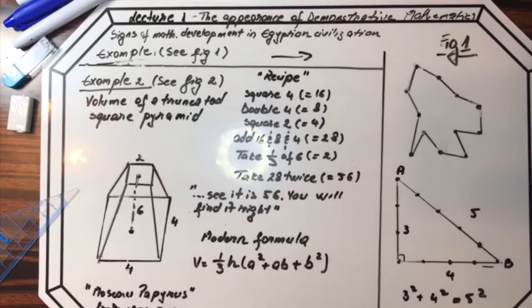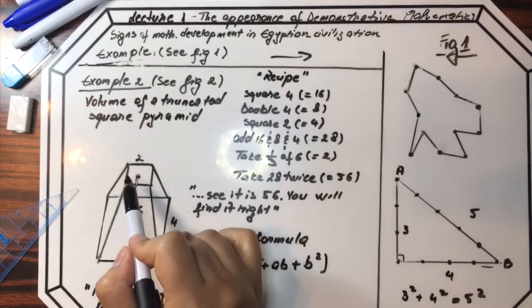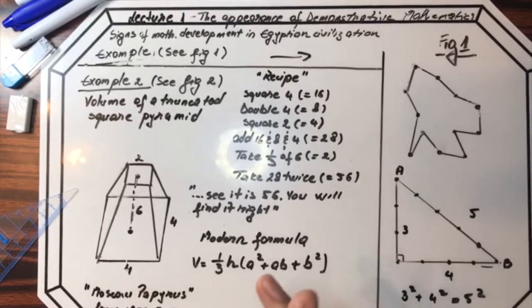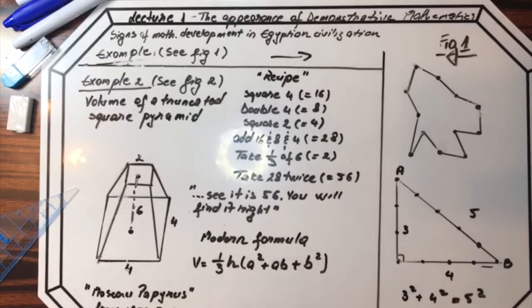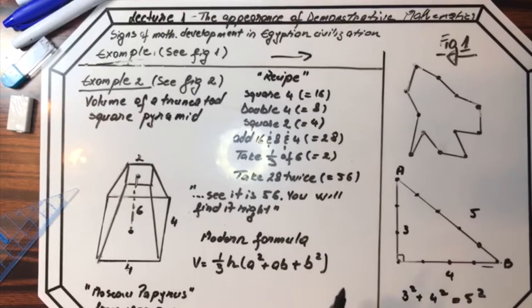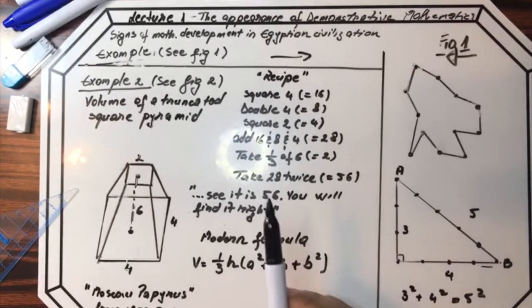A pyramid with the base being a square of side 4 and the top one is a square of side, not size 2, but the length of the side is 2, and the height is 6. So this recipe tells you exactly how to get the volume of this truncated square pyramid.